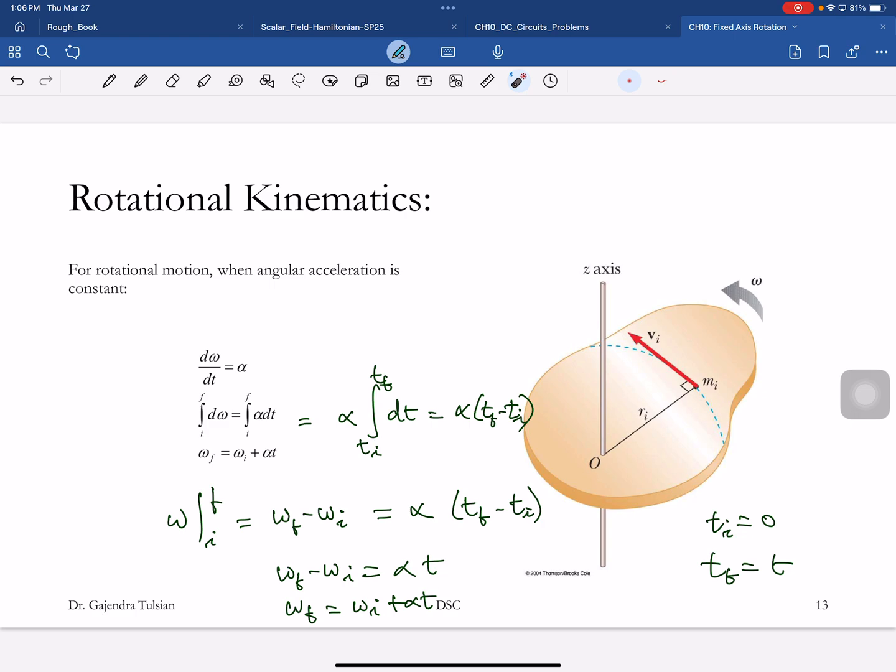So here is the first kinematic equation. The final angular velocity is the initial angular velocity plus alpha times t. That is, angular velocity is a linear function of time.